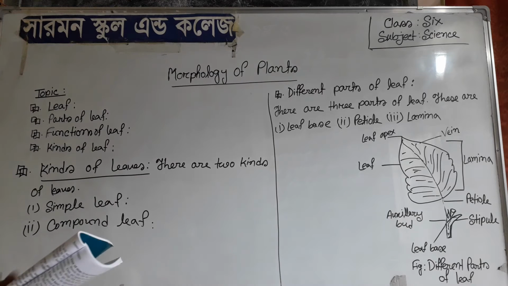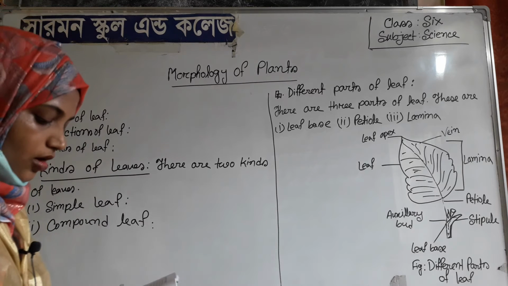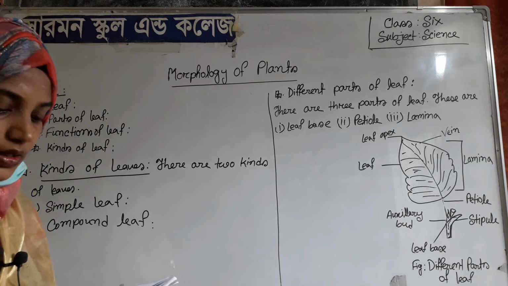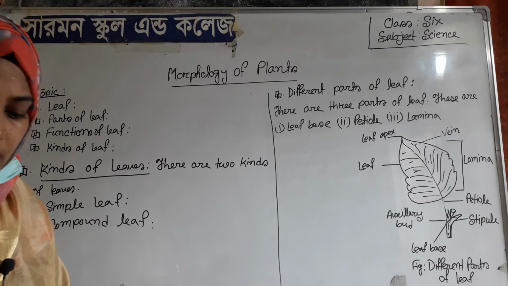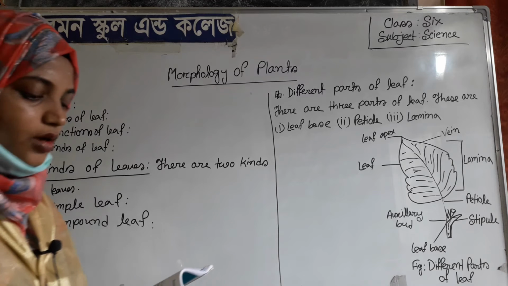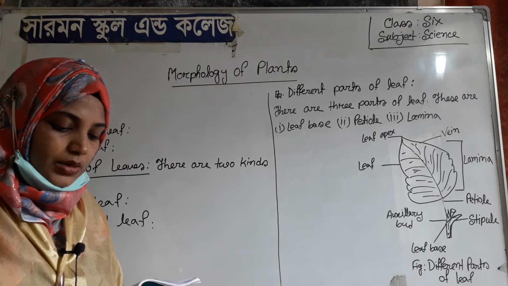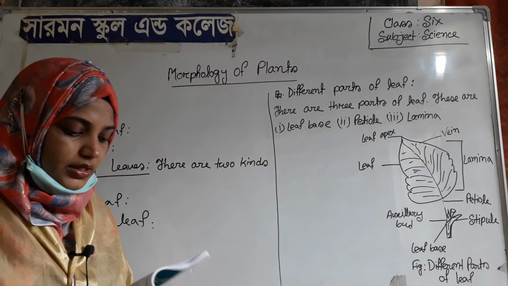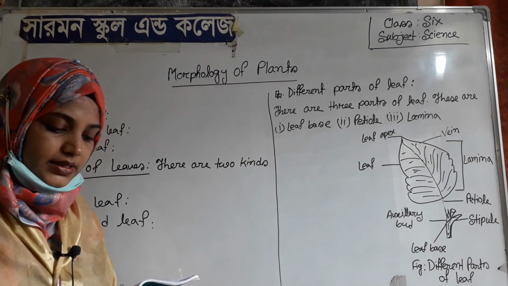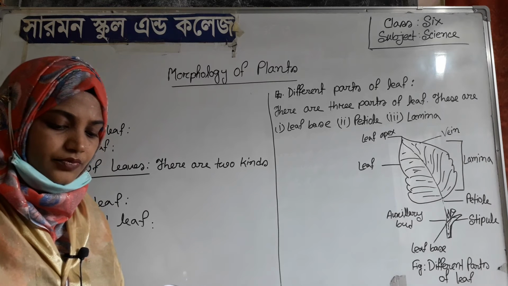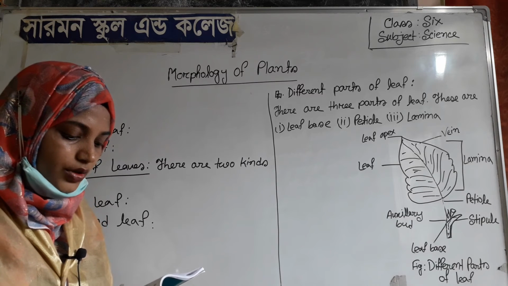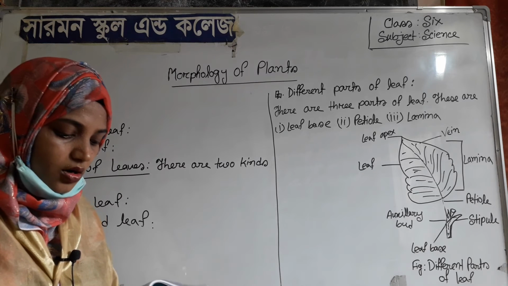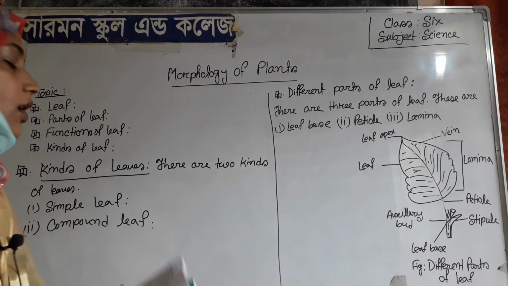Now compound leaf. The lamina of a compound leaf is completely divided, and the divided parts make the leaflets, which are separated from one another. The branch-like structure bearing the leaflets is called the rachis or axis. According to the arrangement of the leaflets, compound leaves are of two kinds.